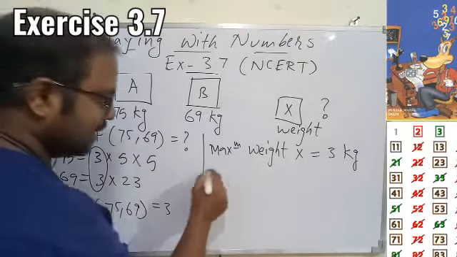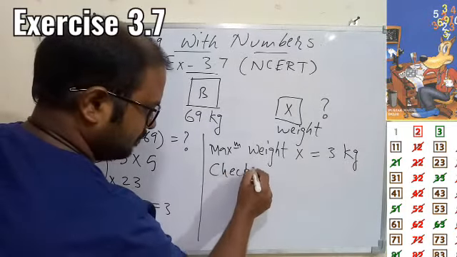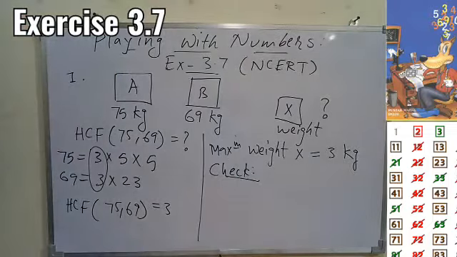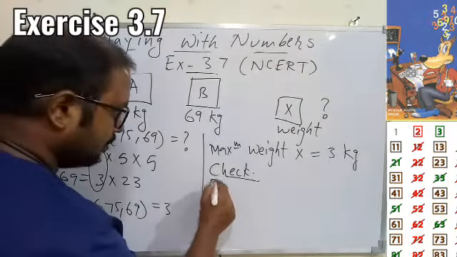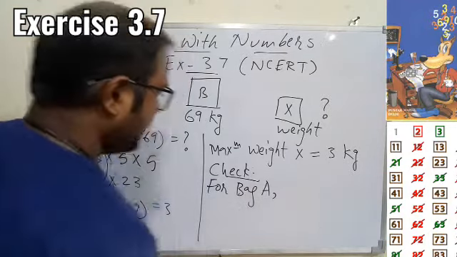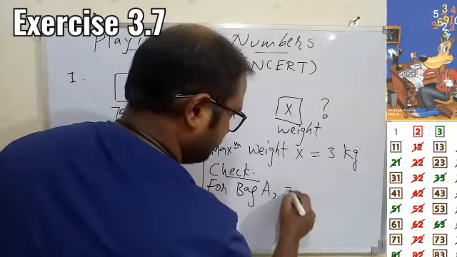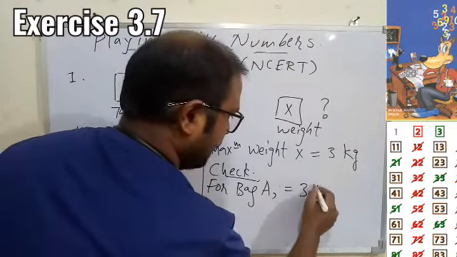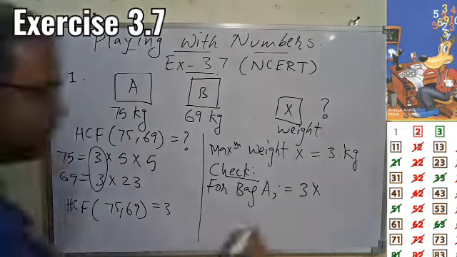And now let's check the answer. So overall the answer is 3 kilogram common. So for bag A, what we can write down is 3 into 25.